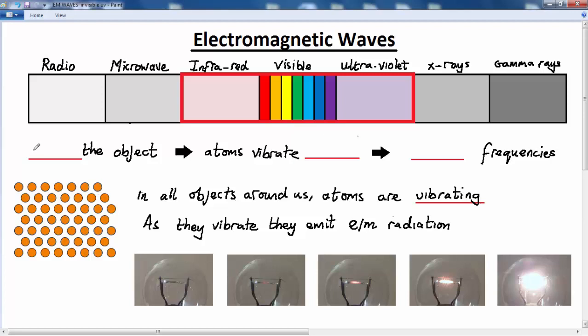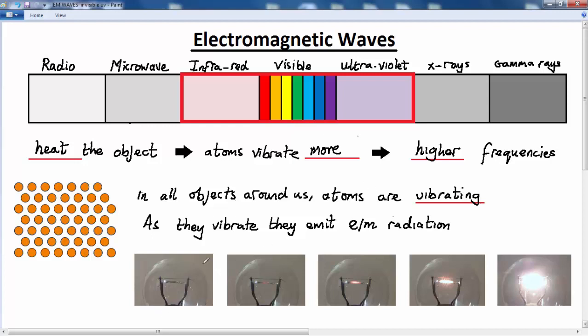That's to say, as we heat the filament, as we heat an object, or as an object gets hotter, or as the temperature of an object increases, it's all the same thing, the atoms vibrate more, with greater amplitudes, and also they vibrate with higher frequencies. As a result of that, the frequencies of the radiation they emit also increases.